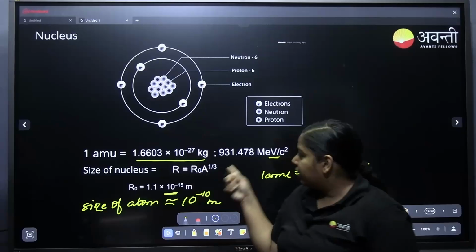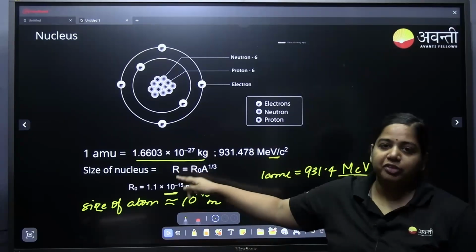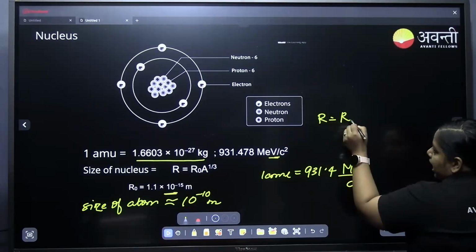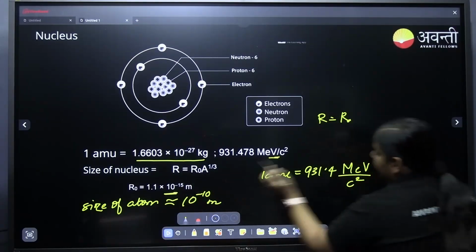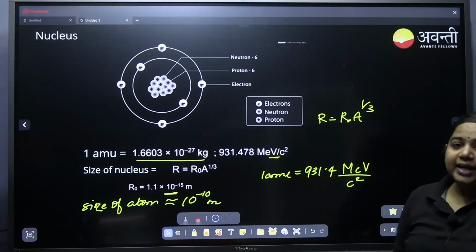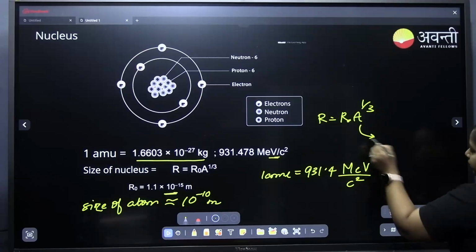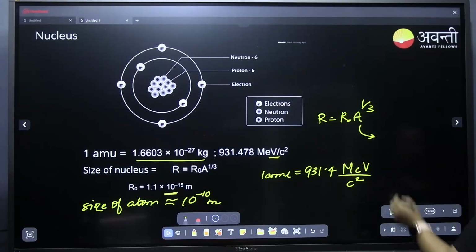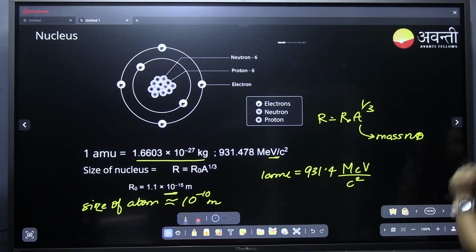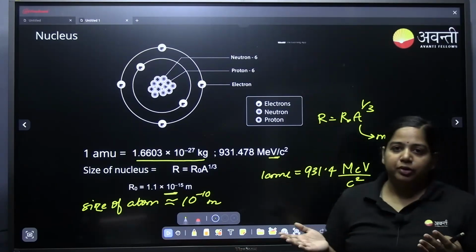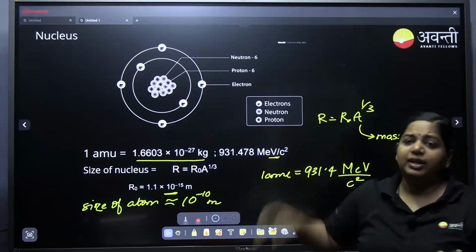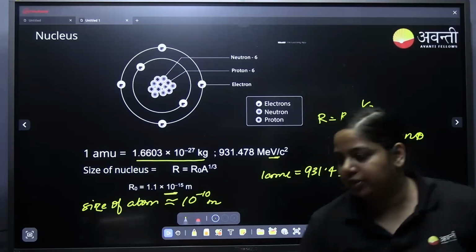Next, for size of the nucleus, radius of the nucleus, how are we finding it? We have an equation, R equal to R naught, a constant value given here, into A to the power 1 by 3. What is A? A is the atomic number. Okay. Sorry, A is the mass number. If you know the mass number of an atom, you can find the size of its nucleus or radius of the nucleus.